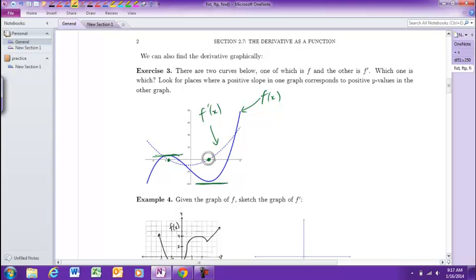Notice that in between these two 0 values in my solid line, these are all negative slopes. Those correspond to negative y values. And then over here, I would have positive slopes again. I'm going uphill. Those correspond to positive y values in the dots.